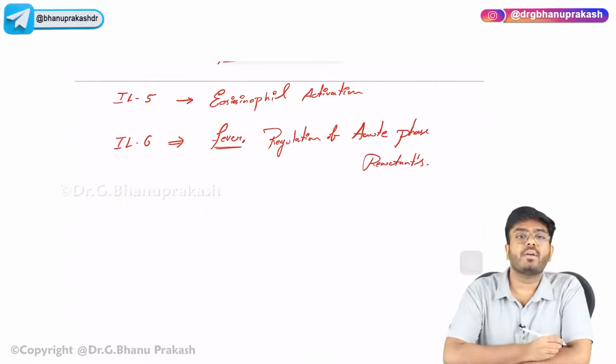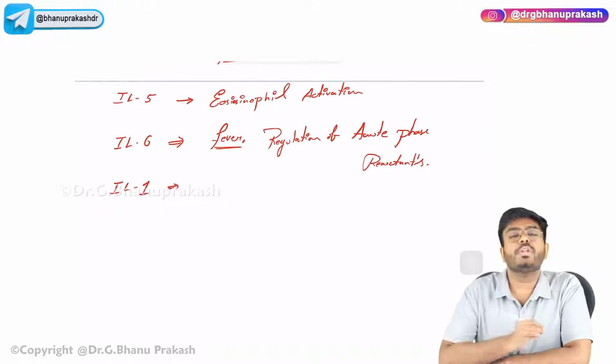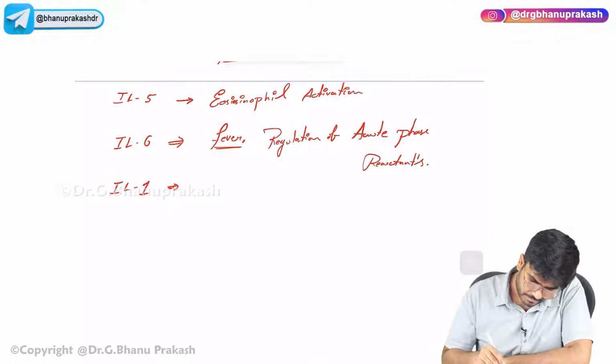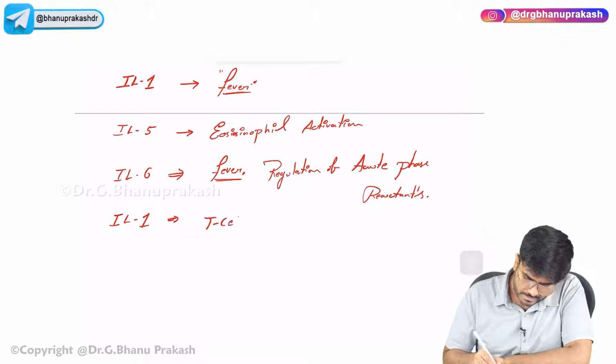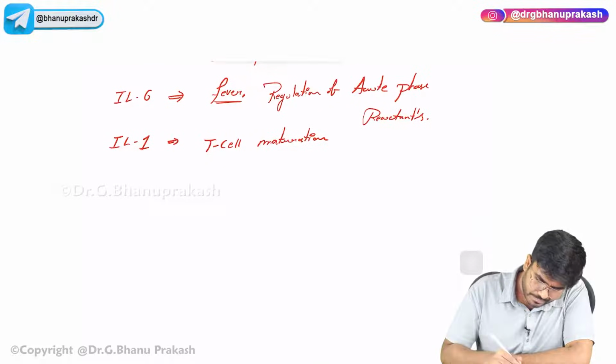Okay, 1 completed, 5 completed, 6 completed. Interleukin 7. Interleukin 7 is going to cause T cell maturation. Next, 7 also completed.